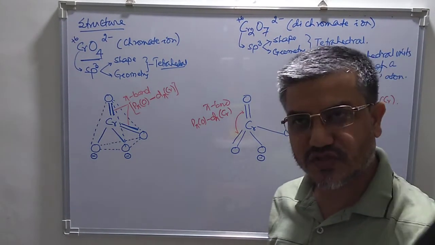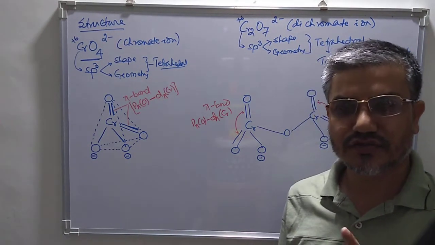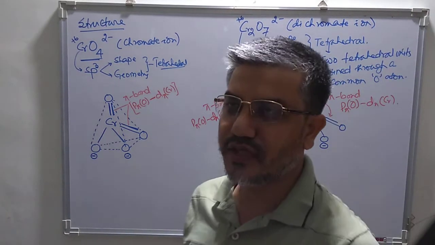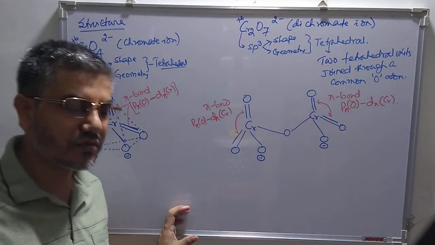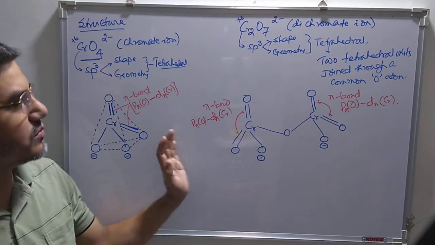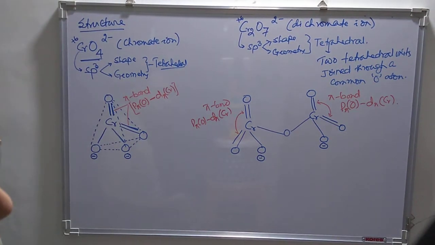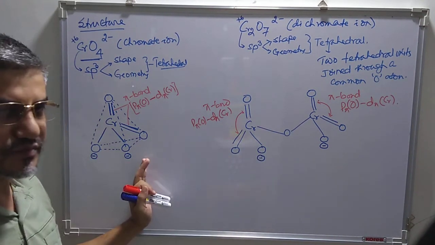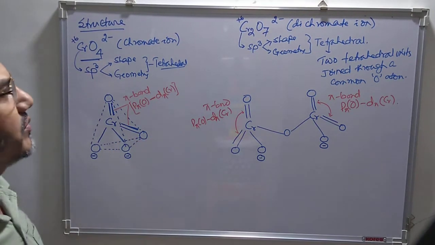In both, the central atom is chromium having sp3 hybridization. Both are tetrahedral in shape as well as geometry. Both contain p pi d pi bonds, in which electrons are transferred from the filled p orbital of oxygen to the vacant d orbital of chromium. So this is the structure of chromate and dichromate. Both are interchangeable, which means we can convert chromate into dichromate or dichromate into chromate, and that is what we call the pH dependent structure of chromate and dichromate.